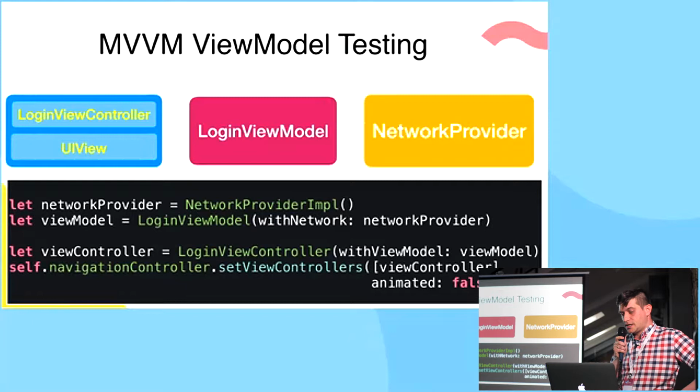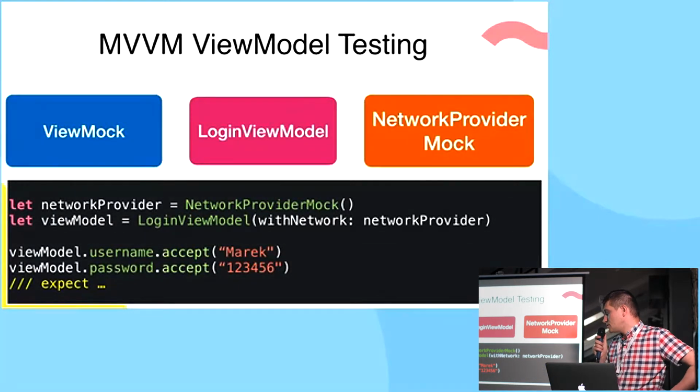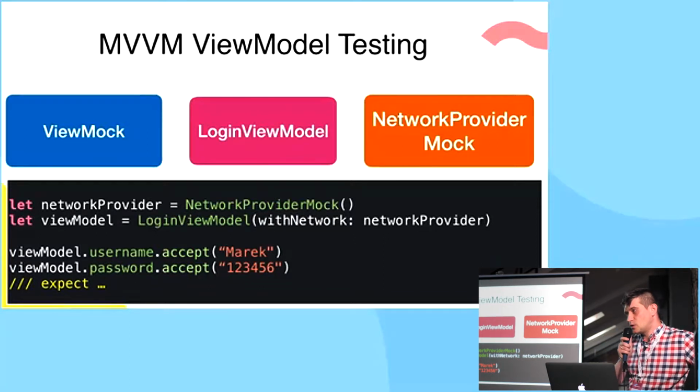And now let's see how we could test the login view model. We need to initialize the login view model with a network provider mock. And actually, we don't mock the view part. We just invoke actions on the view model. We just simulate view actions. And then we just check if what the view model did is what was expected.